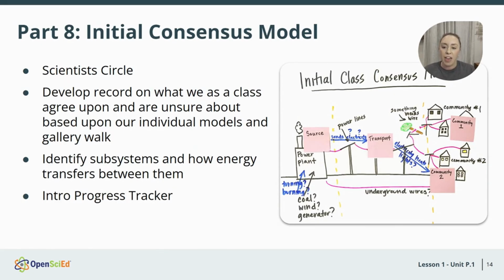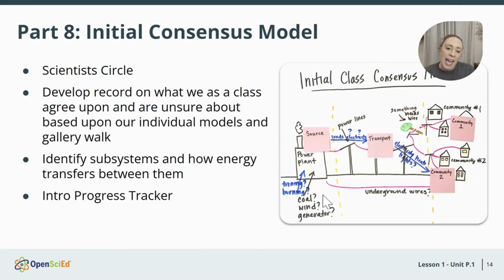and this will be the first time that we come together in a scientist circle. And when we say scientist circle, this is an opportunity for students to get out of their seats, to physically sit in a circle or stand in a circle so that we all can see each other and change that power dynamic of me as the teacher up front talking to students to us together collaborating as equals. And students in this part develop a record of what we agree on or are unsure about based on our individual models and a gallery walk that we had done earlier to look for patterns among our individual models.